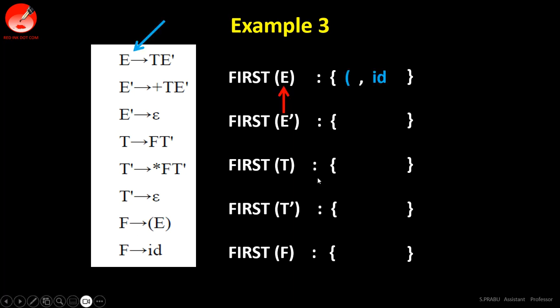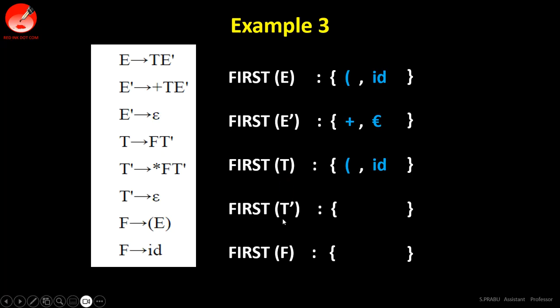Then I move to the FIRST of E dash. In the FIRST of E dash, the first element is plus, so I add plus here. Then in the third rule, the first element is epsilon. In the FIRST of T, the first element is capital F. It is a non-terminal, so I try to find the FIRST of F. FIRST of F is open bracket and ID. So I add open bracket and ID as the FIRST of T.